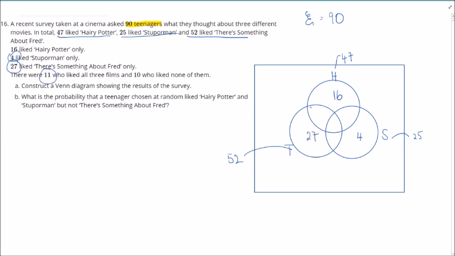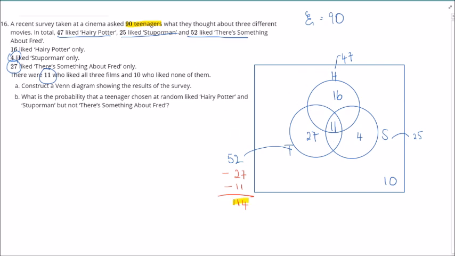11, like all of them, and 10, like none of them. So now we have to kind of guess and check. I think that's the fastest way to do this. So we know that 52 take away 27 take away 11 gives us 14. So we know that 14 fits in this lot and these two sections here.